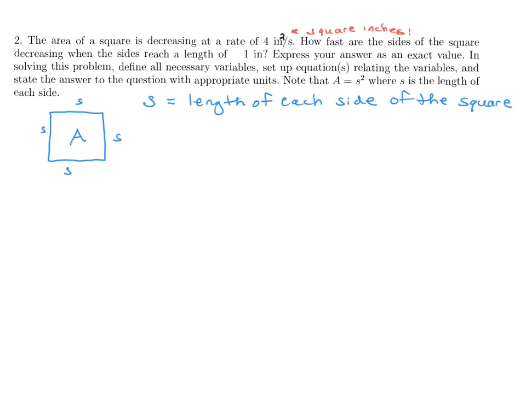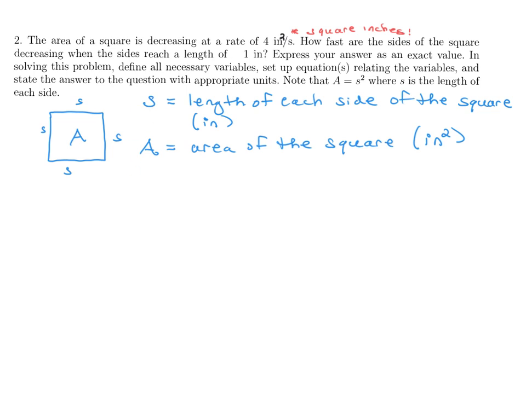And I'll also note that the units on this are going to be in inches. Again, that's because I see inches as the unit of distance in this problem. The other variable that we have is A, and this is the area of the square. So area of the square, and the units on this are going to be square inches, because if you multiply the two sides together, that's inches times inches, which is inches squared.